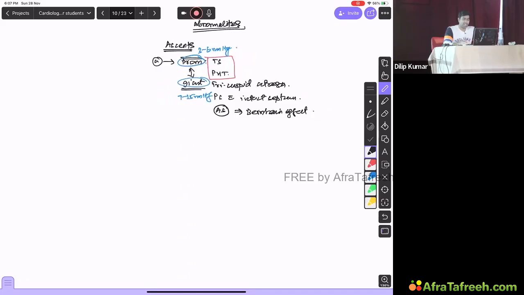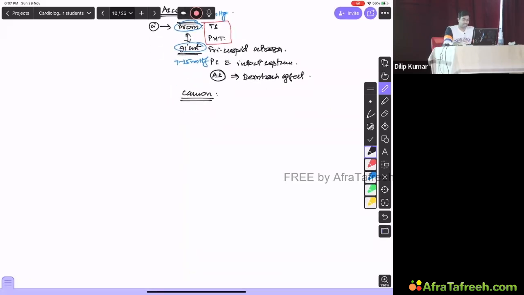And the third thing you can get is something called Cannon A waves. That's called Cannon shots. Cannon A waves, technically speaking, you will be knowing the definition by now. The pressure should be more than 15 millimeters of mercury to say it's a Cannon A wave. Where will you get such a high-pressure A wave? In patients where atrium and ventricle are contracting simultaneously.